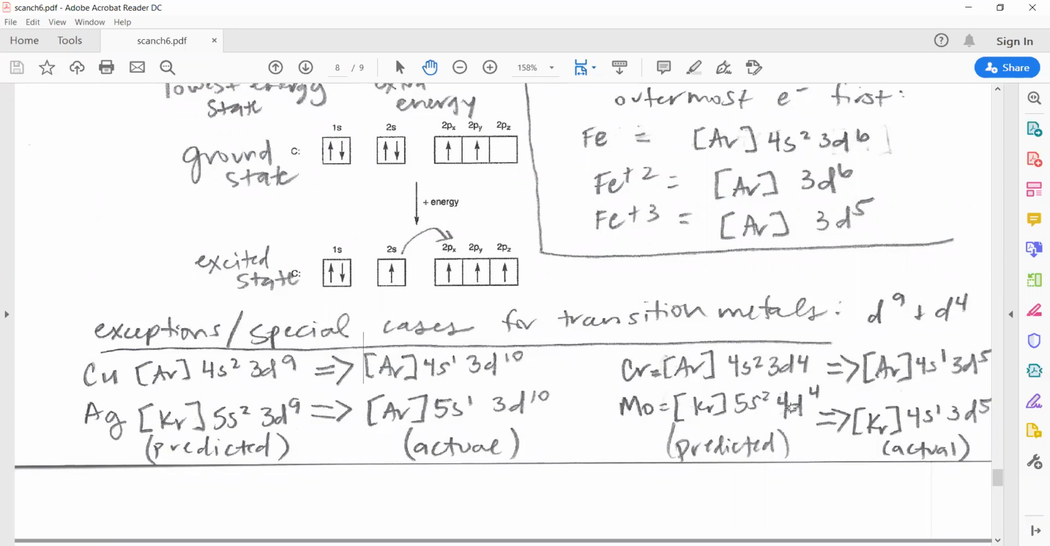So if you see a d4, what we know is that one of the s electrons hops over and brings it up to d5. Okay, and I'll fix that 1 or 2 little typos here in your notes. So we know that D9s turn to D10s and D4s turn to D5s. So the predicted is not a correct picture of the actual.